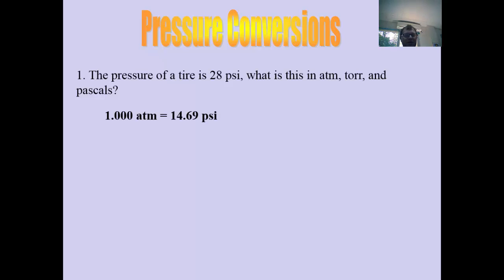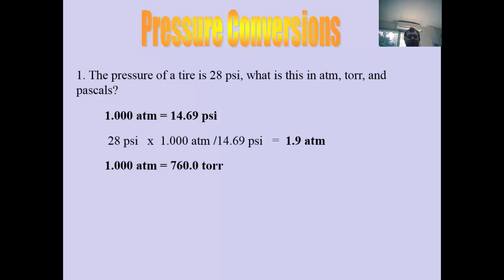PSI is pounds per square inch, so 1 atmosphere is equal to 14.69 PSI. And therefore 28 psi times 1 atmosphere divided by 14.69 means that 28 psi is 1.9 atmospheres. We recognize there's a unit called the torr, and 1 atmosphere equals 760 torr, and that can be translated across to, in this case, 28 psi is equal to 1.4 times 10 to the 3 torr.